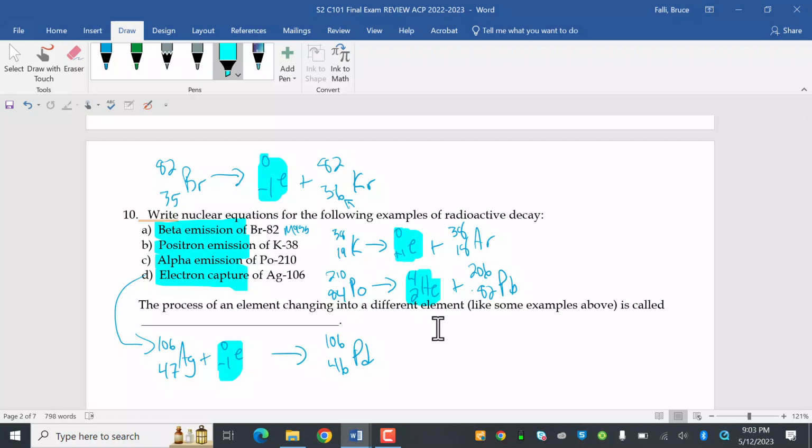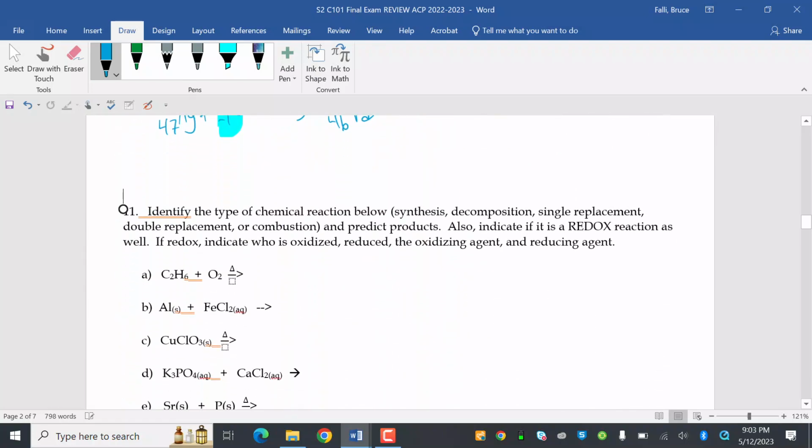The process where one element changes into a different element, like in some examples above, is called... I don't know what they're looking for here. My guess is transmutation, but it could also be radioactive decay. One of those is good enough.